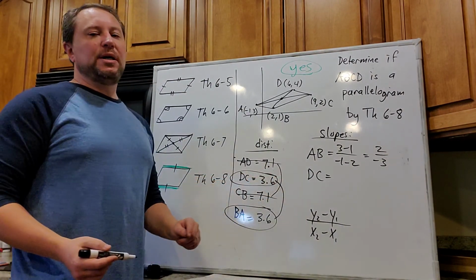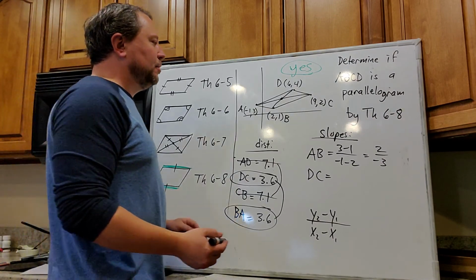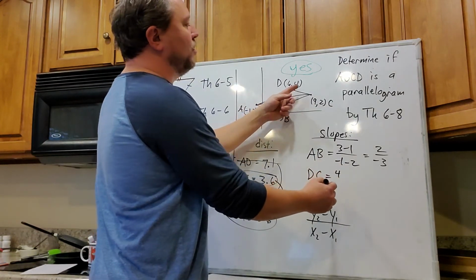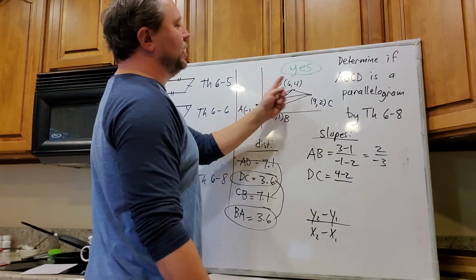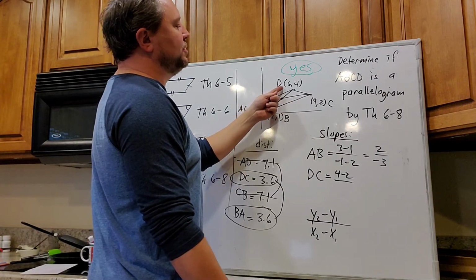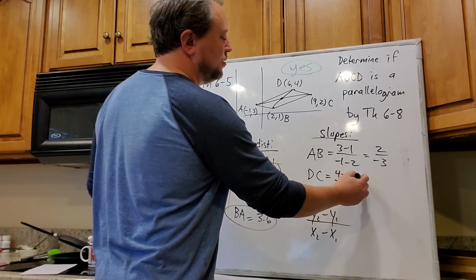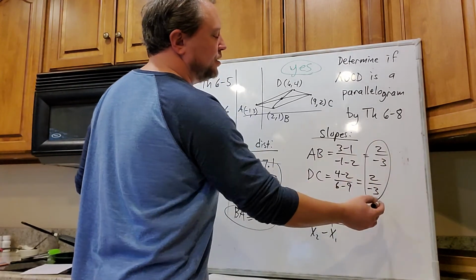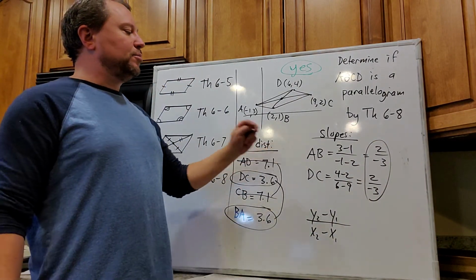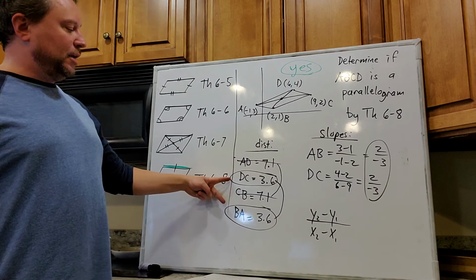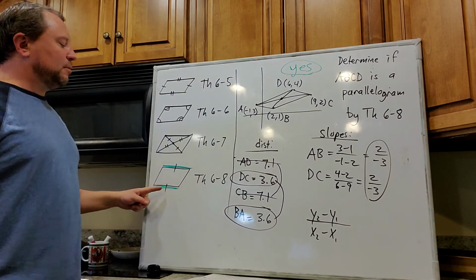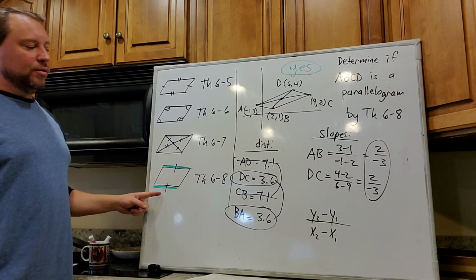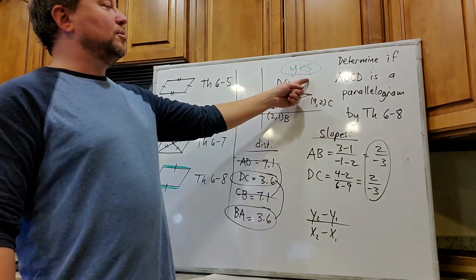And now I need this slope to be exactly the same in order for them to be parallel. So now I go to DC, and on top I subtract my y values. So 4 minus 2. I'm just going left to right. So I'm going to do that again with the x values and say 6 minus 9. 4 minus 2 is 2. 6 minus 9 is negative 3. There you see it. We've got a match. So the slopes are the same. That means the lines are parallel and their distances are the same. So I'm showing that those opposite sides, AB and DC, are both parallel and congruent by theorem 6-8. So no surprise, again, it's yes.